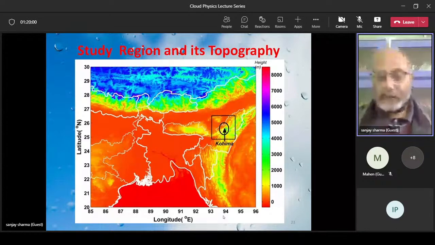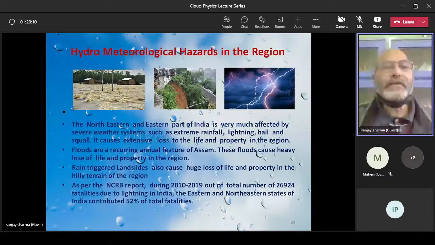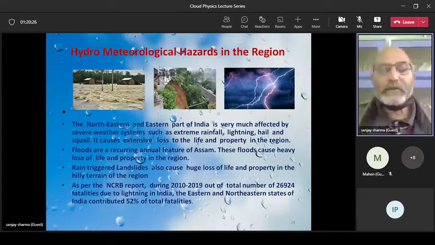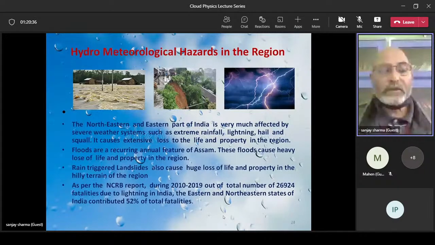Over this region, I would like to take the opportunity to present some results from satellite observation. There are clear hydrometeorological hazards in the region. It suffers from floods, landslides, and lightning. As per the NCRB report during 2010-19, out of the total 26,924 fatalities due to lightning in India, the eastern and northeastern states of India contribute 50% of the total fatalities.